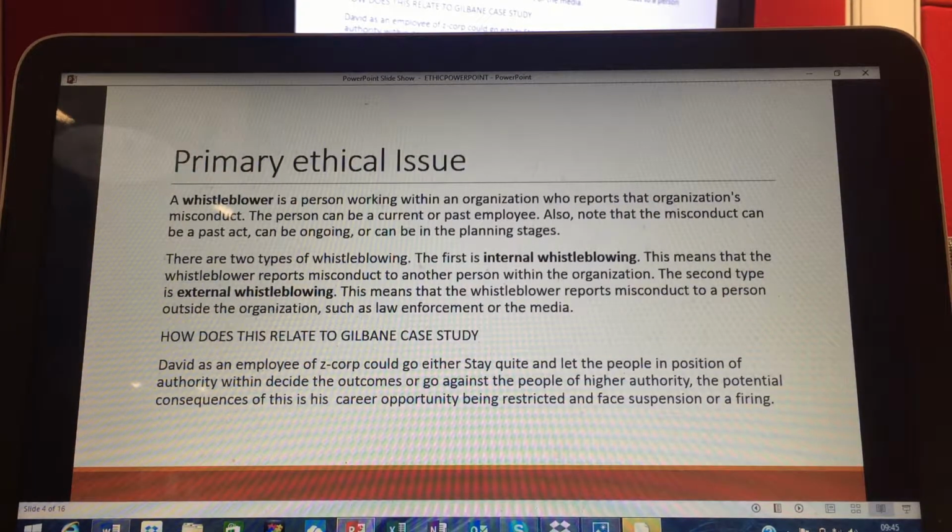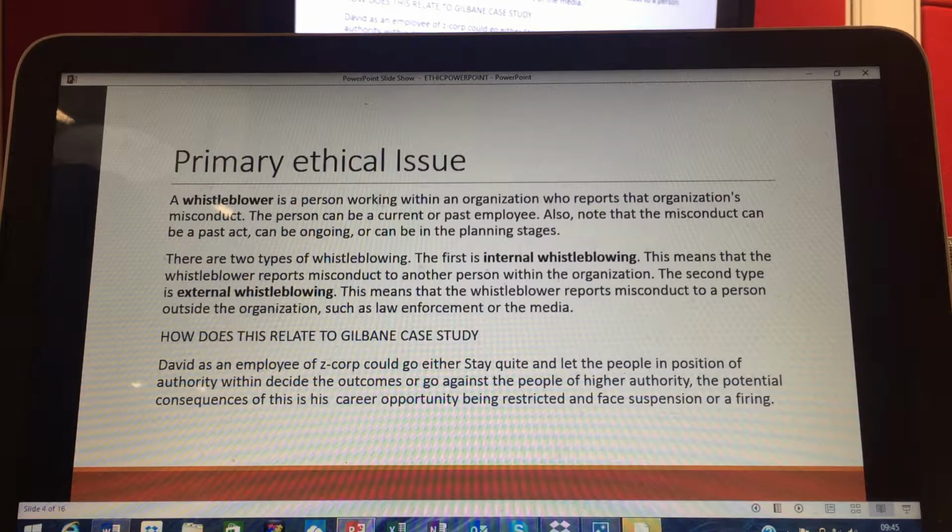There are 2 types of ethical issues in this case: primary ethical issue and secondary ethical issues. Primary refers to whistleblowing. This is when a person working within an organization reports the organization's misconduct. This person can either be a current or past employee. Also, note that the misconduct can be a past act, can be ongoing, or can be in the planning stages.